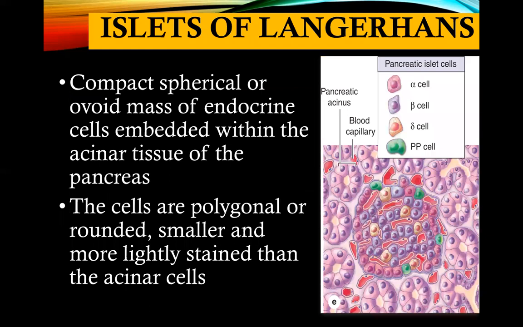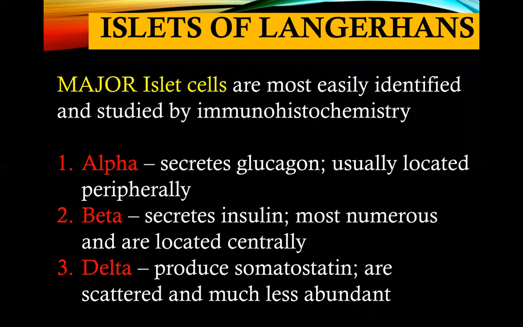Okay, let's go now to the pancreas. And as you all know, the pancreas has two functions. We have the endocrine and exocrine portions. The endocrine portion is flashing on your screen, your islets of Langerhans of the pancreas. And these are compact, spherical, or ovoid masses of endocrine cells that are embedded within the acinar tissue of the pancreas. The cells here are polygonal or rounded, smaller and more lightly stained than the acinar cells. And as you all know, your acinar cells are actually the exocrine portion of your pancreas.